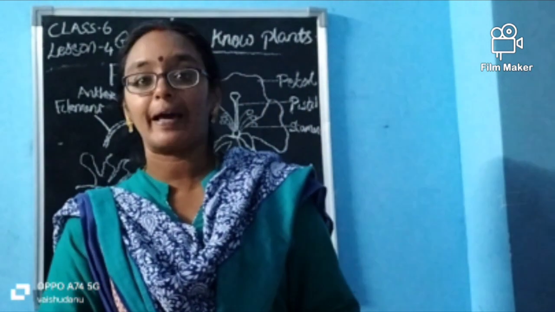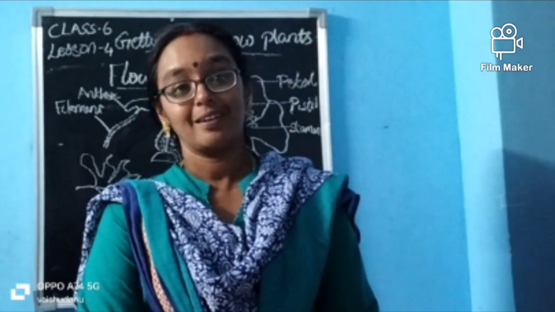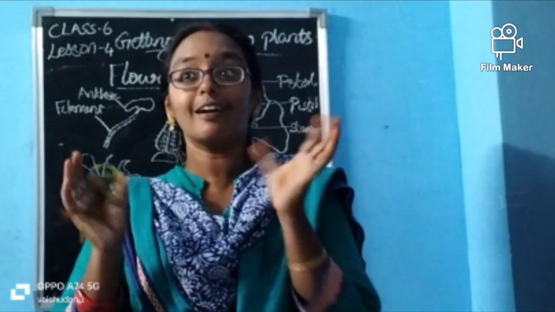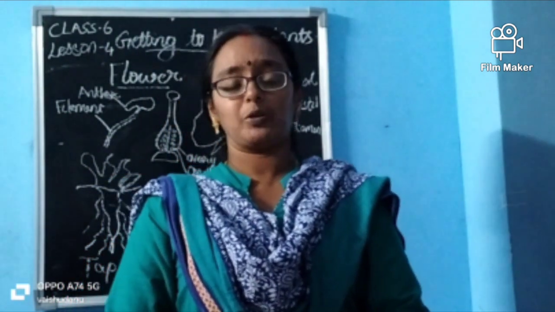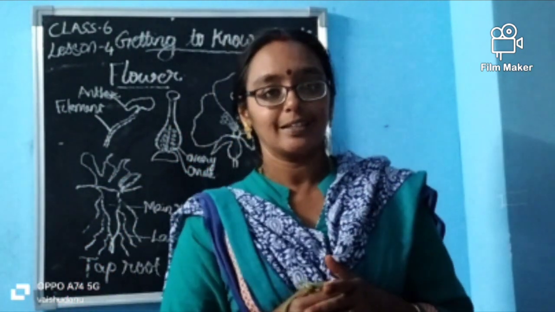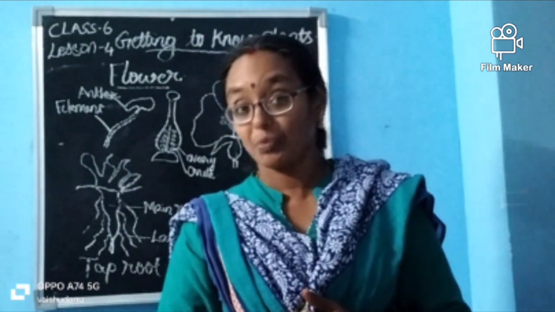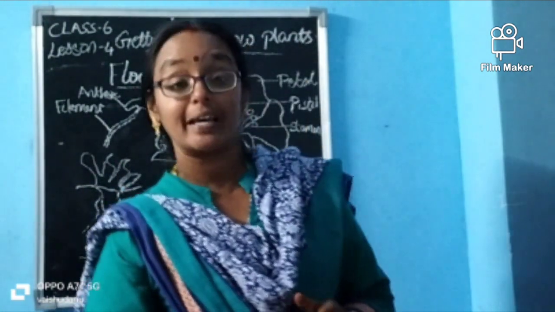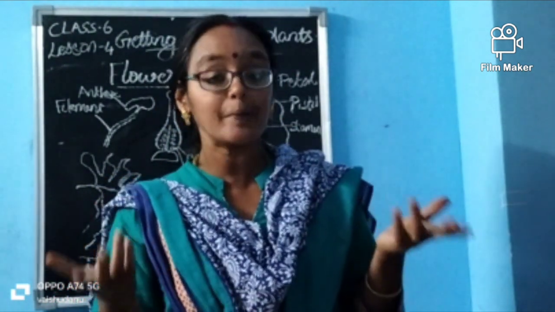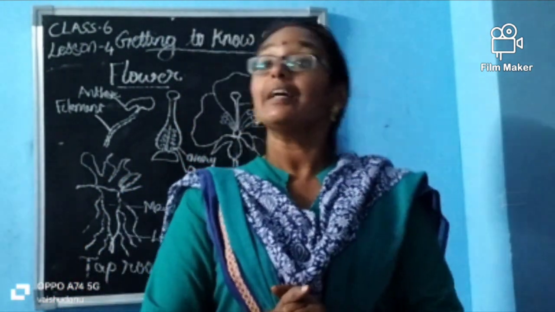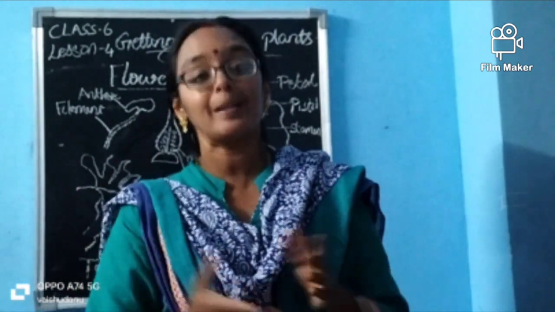When we are seeing a plant, if the flower is not there, we are not interested in keeping the plant at home, right? But if colored flowers are there, we will keep it at home. Isn't it, ma'am? So there is something behind it. It is for their reproductive purpose. How is reproduction happening in the flower? In the flower also there is a male part as well as a female part.